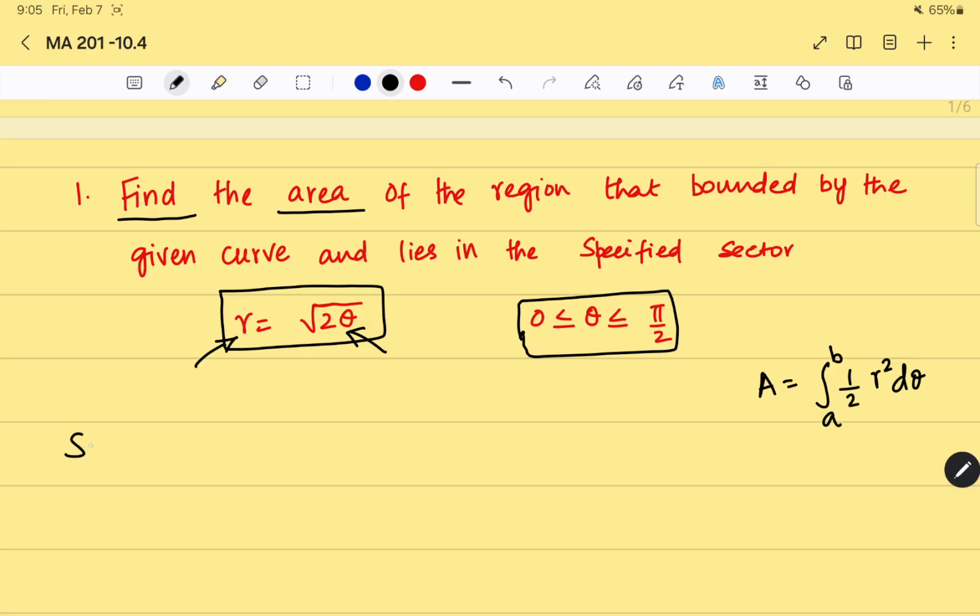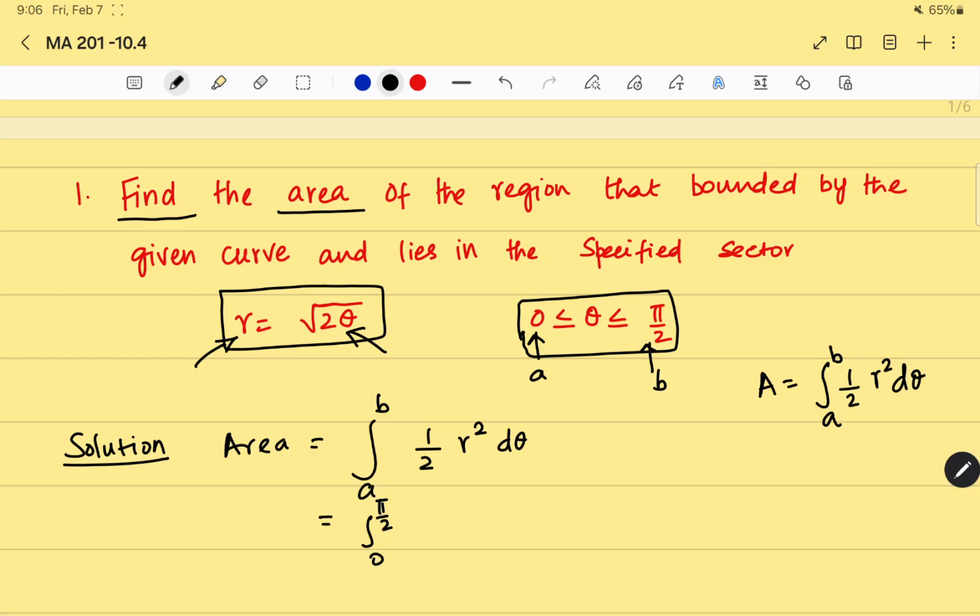So let's start the solution. Area is equal to integral from a to b of half r squared d theta. This equals the integral with a and b as the limits, from 0 to pi by 2, of half times r squared, where r is the square root of 2 theta, everything inside, squared, d theta.